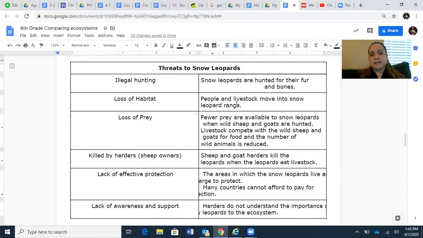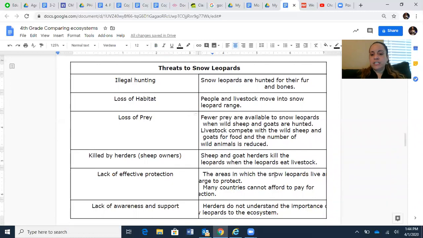Loss of habitat is that the people and livestock move into the snow leopard's range, so they don't have their habitat anymore. Illegal hunting is that the leopards are being hunted for their fur and their bones. They're also killed by herders or sheep owners. So sheep and goat herders kill the leopards when the leopards eat their livestock. They'll kill them because they're trying to survive and eat the sheep, but the sheep owner wants to kill them for doing that.